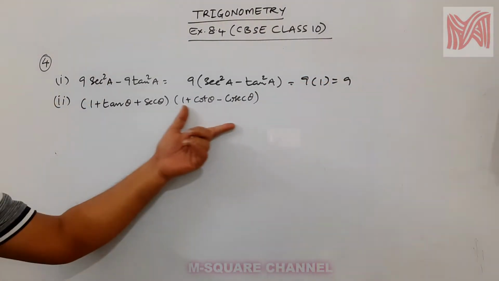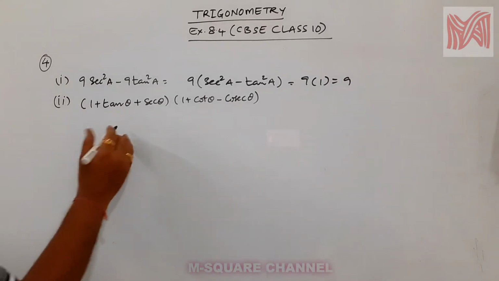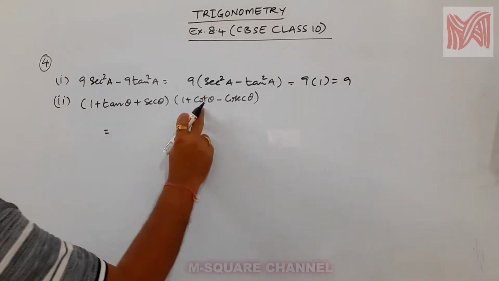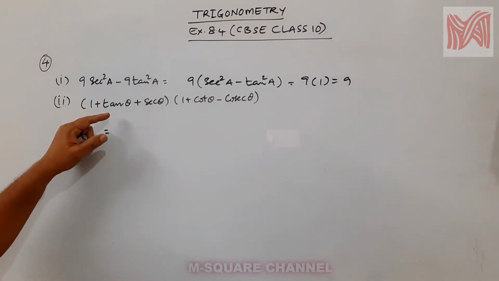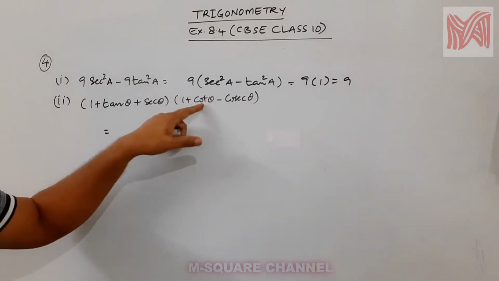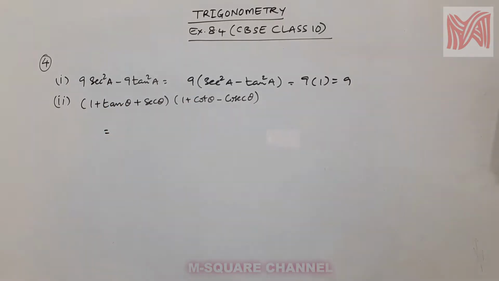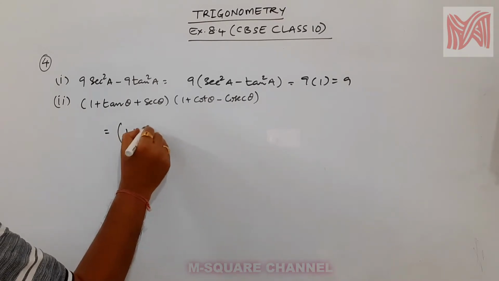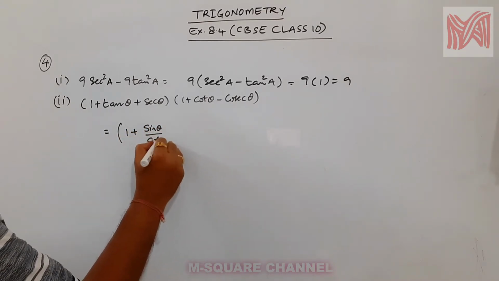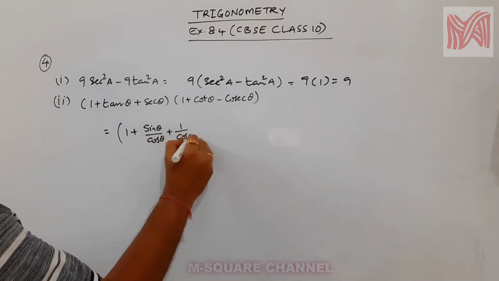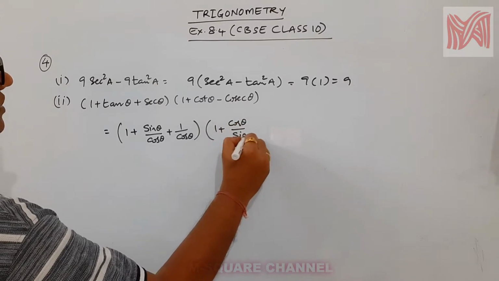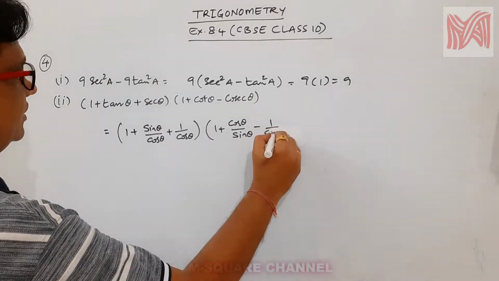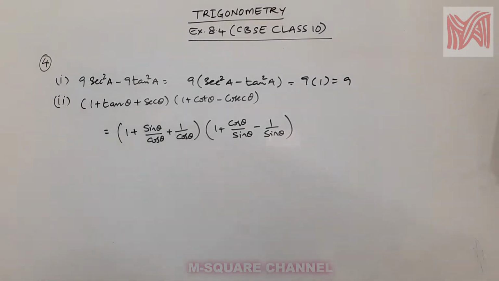Now come back to this second question. This is tan, secant, cot, cosecant. So various methods are there, but we are going to do in normal method. Tan and secant, cot and cosecant are changed into sin and cos. So 1 plus sin theta by cos theta plus 1 by cos theta. 1 plus cos theta by sin theta minus 1 by sin theta. First you change into like this.